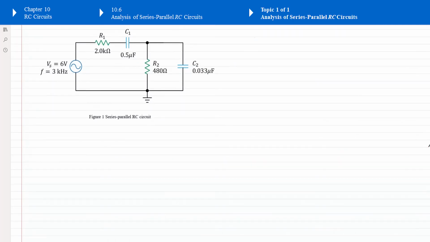Let's briefly look at this circuit first. The circuit has a source Vs that equals 6 volts with 3 kHz frequency. It connects in series to a resistor R1 in series with capacitor C1. Then in this region, we have a parallel circuit: R2 and C2 connected in parallel. The whole region is connected in series with R1 and C1. We are ready to solve this question.